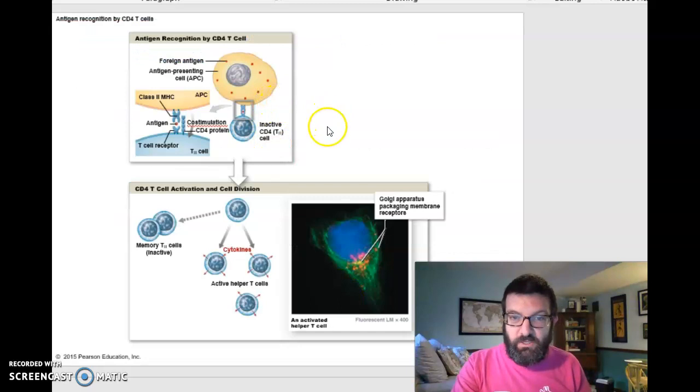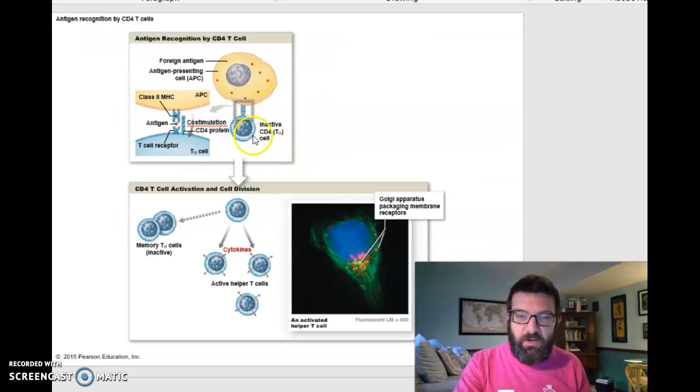Now, helper T cells, which are CD4 T cells, right, they'll bind to an antigen-presenting cell that has eaten something, a bacterium or a virus. And they have this CD4 marker that will help them attach and will cause co-stimulation.